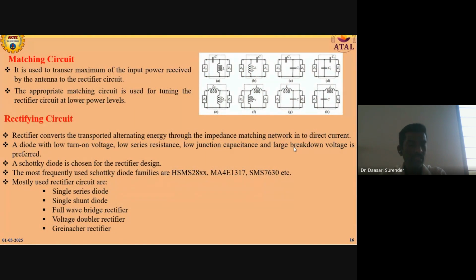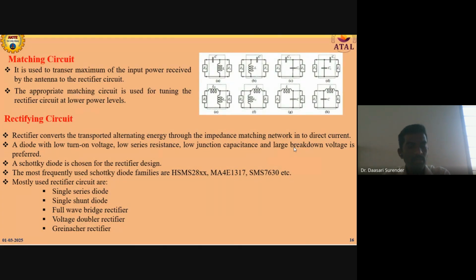And the matching network, as we know, plays an important role, because the matching network matches the impedances of the antenna as well as the rectifying circuit. If the impedance is perfectly matched, then the maximum power received by the antenna is transferred to the rectifying circuit, and more power can be expected from the rectifier output. And the rectifier circuit generally converts the received energy from the matching network to electrical DC.